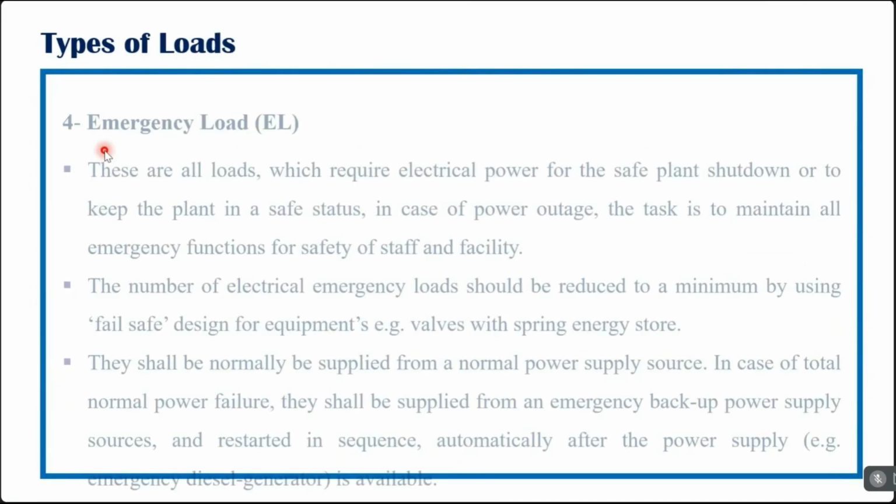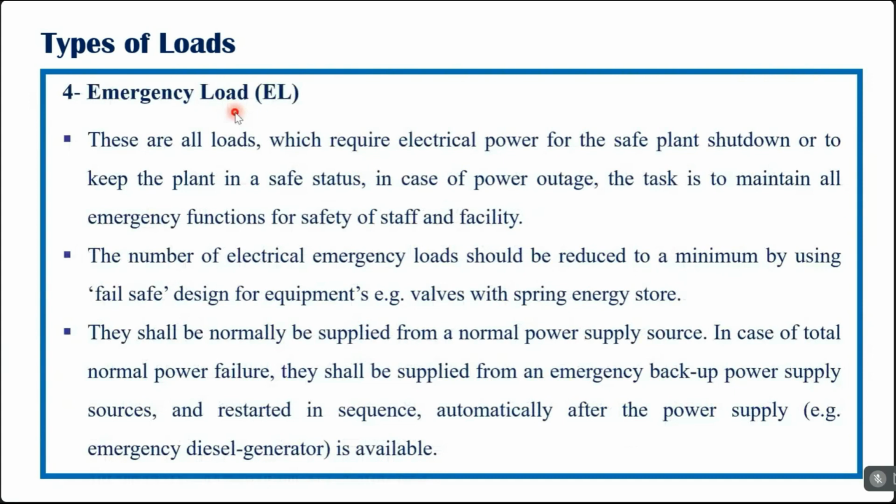Last but not the least are the emergency loads. From its name you can understand. For emergency or safe shutdown of the plant, these loads are classified as emergency load. These loads require electric power for safe plant shutdown or to keep the plant in a safe status in case of power outage. The task is to maintain all emergency functions for safety of staff and facility. For example, you can consider egress lighting. Suddenly, if there is a power outage, the operator in the plant, if you do not provide an egress pathway light, will not be able to come out of the plant. That is an example of emergency load.